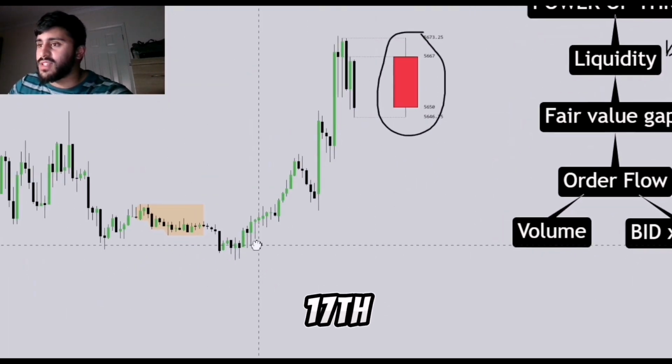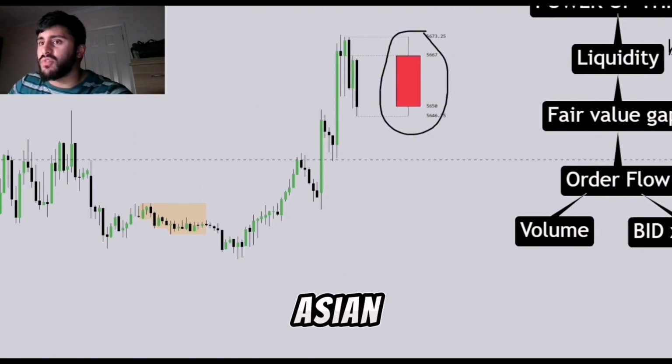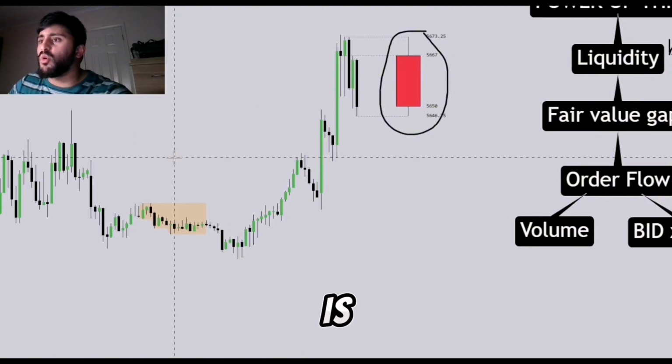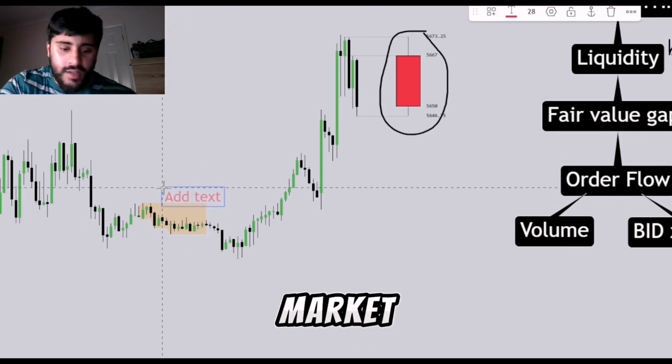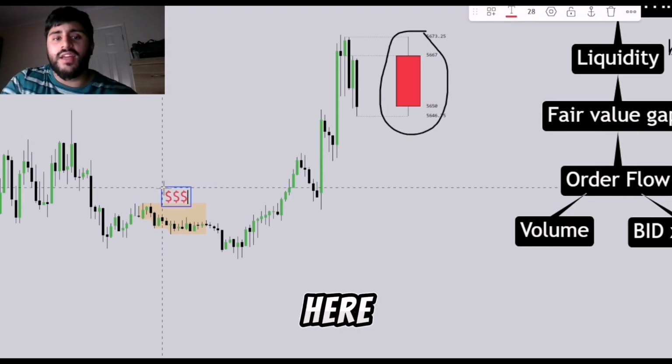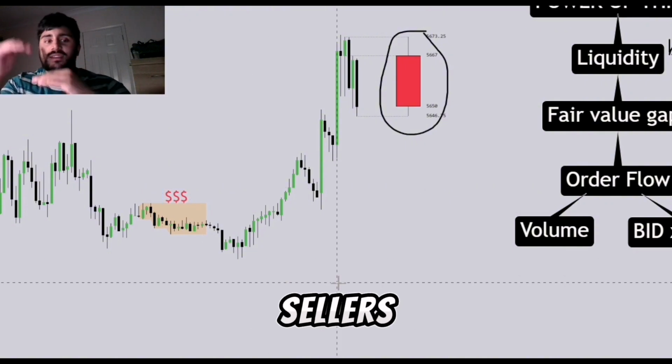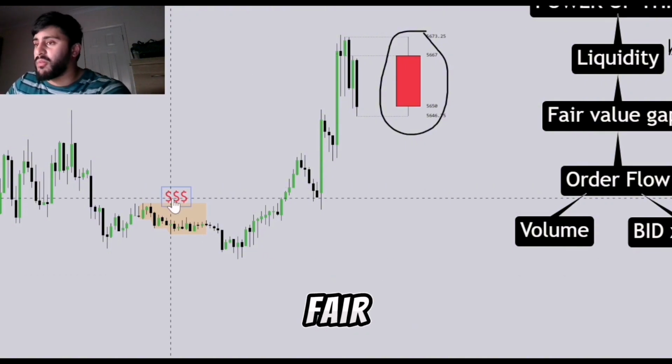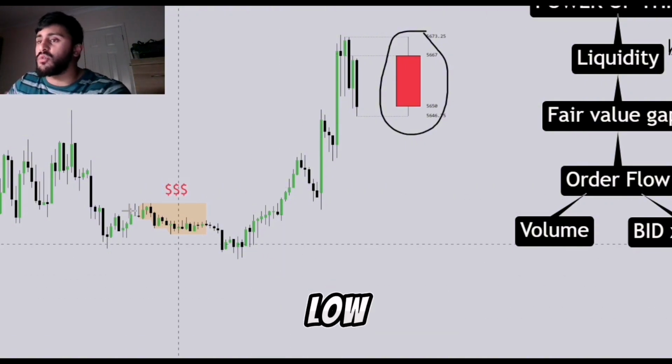This was on the 17th of March, right? So yes, we have an Asian range just over here. This is the Asian range in orange, and this is what accumulates liquidity, right? This is the accumulation phase of the market. So I'm just going to put dollar signs over here. This represents buyers and sellers exchanging at a fair price, right? We have an accumulation. It's a low time of day.